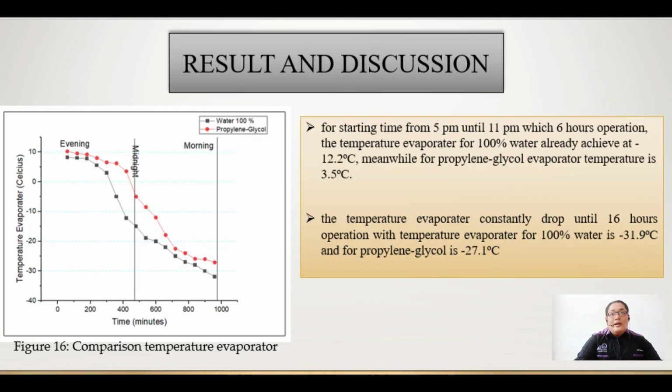Okay, here is the comparison of temperature for the evaporator. Starting from 5 p.m. until 11 p.m., which is 6 hours of operation, the evaporator temperature for 100% water already reached 12.2 Celsius. Meanwhile, for propylene glycol the temperature is 3.5 Celsius. Then it rapidly dropped at midnight and constantly dropped until 16 hours of operation, at which the evaporator temperature for 100% water is negative 31.9 Celsius, and for propylene glycol is negative 27.1 Celsius.